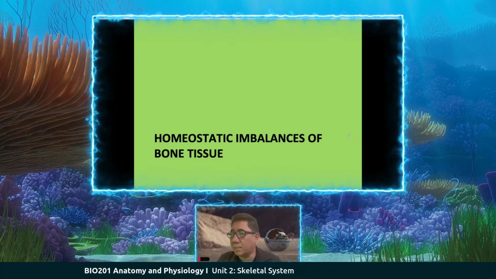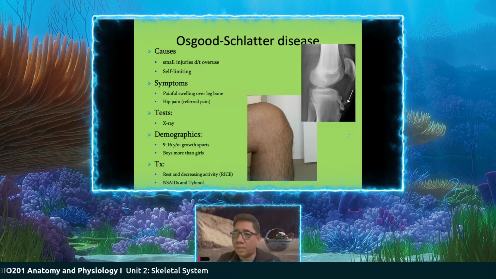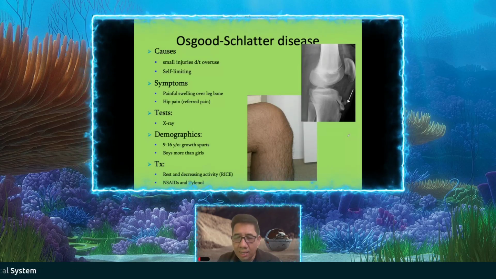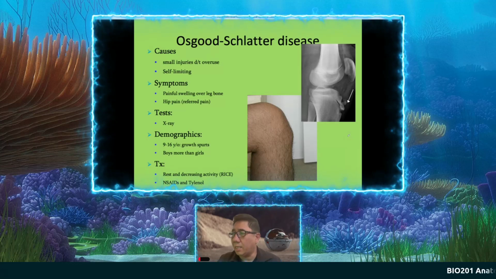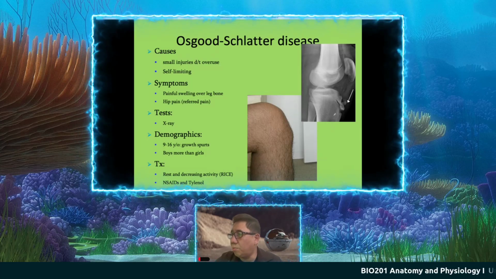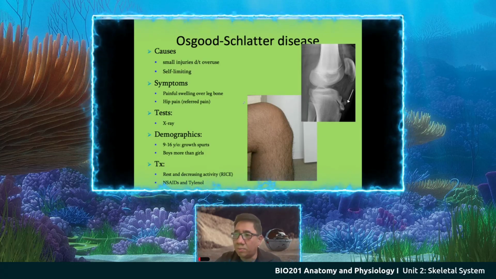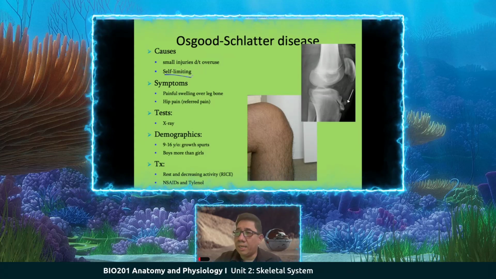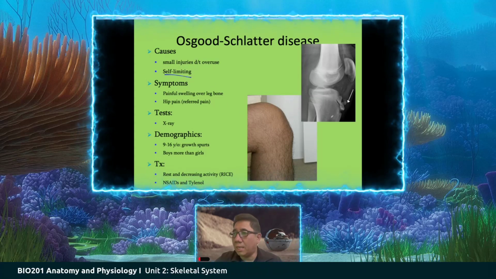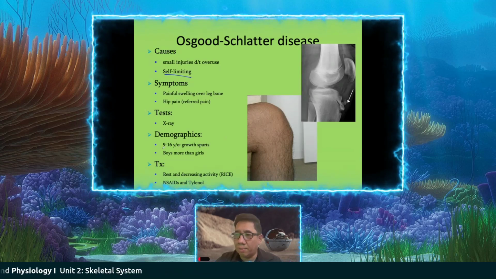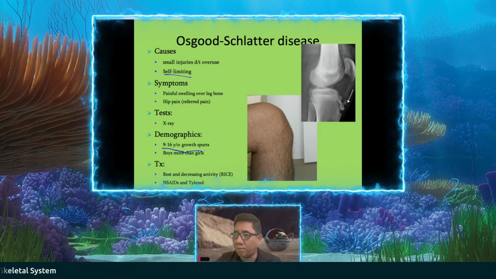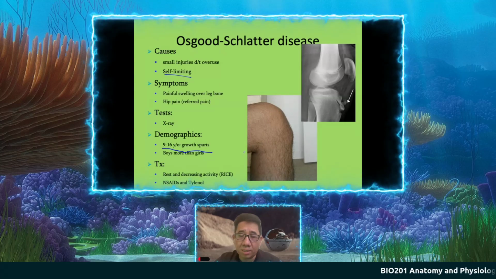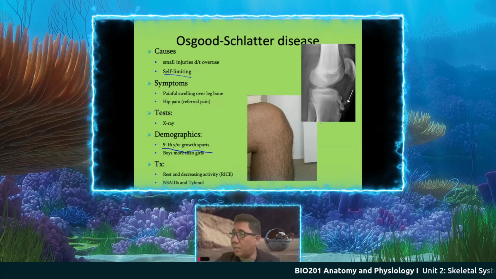So the last part of this is the different diseases of the bone. The first one is called Osgood-Schlatter disease. Osgood-Schlatter disease is a disease where you pull. This is part of the growth spurt. It's self-limiting, meaning it goes away by itself. But this is part of the growth spurt between the ages of 9 to 16 for boys, and oftentimes it's boys who are active in sport. You play a lot of sport.